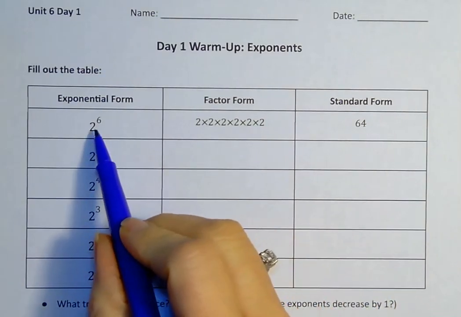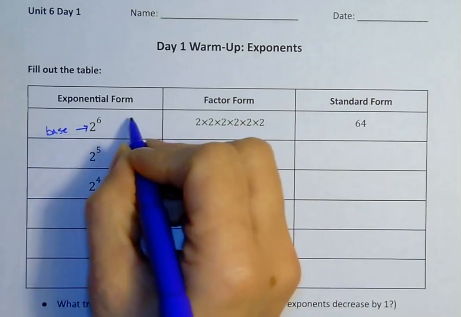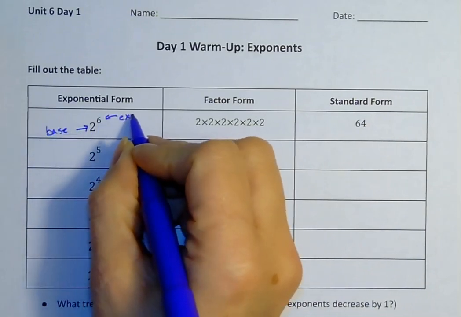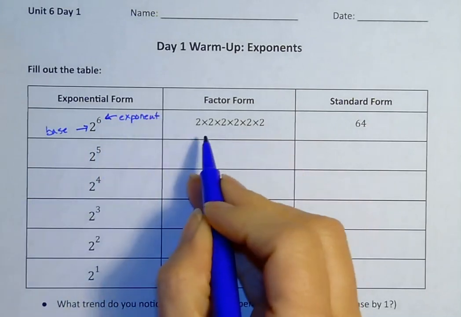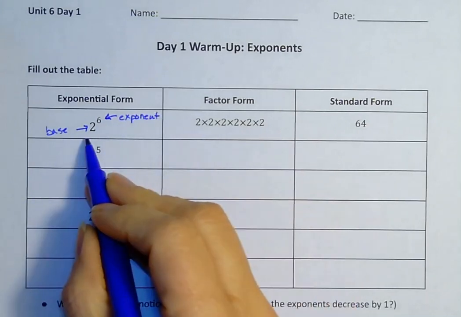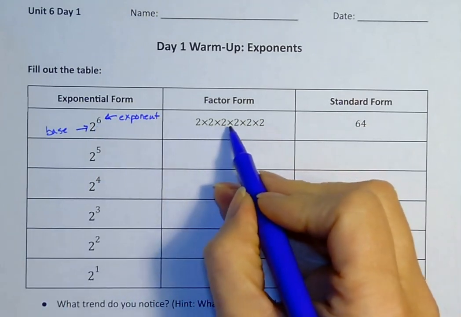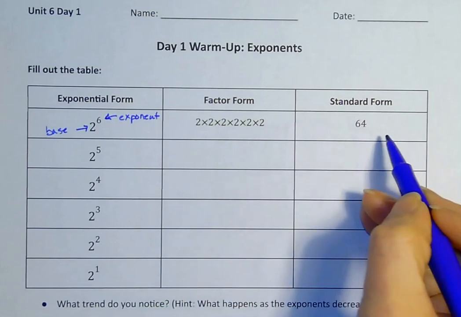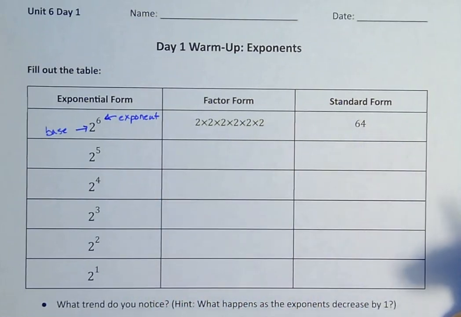If I have 2 to the 6th, my 2 here is the base, and my 6 is the exponent. That's an arrow. And what this means is that I am multiplying the base times itself 6 times. 2 times 2 times 2 times 2 times 2 times 2. Once you work out that math, it's going to equal 64.